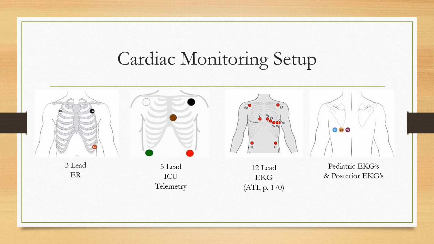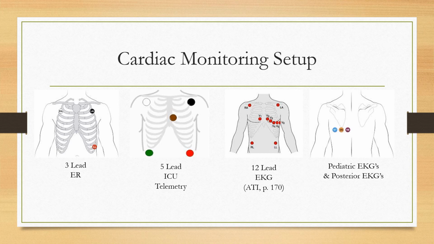Okay, so this next slide is showing you the different ways that we can set up leads on someone's chest, depending on what we want to monitor. If we just want to monitor, say, somebody's rhythm in the emergency room, well, we can set up a 3-lead setup, right? So there's just 3 leads on the chest: right arm, and left leg. And that's just going to give us on the monitor a readout of their rhythm.